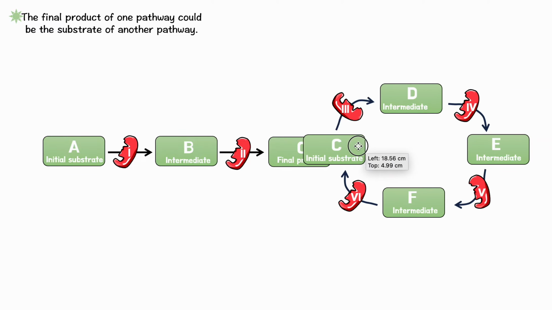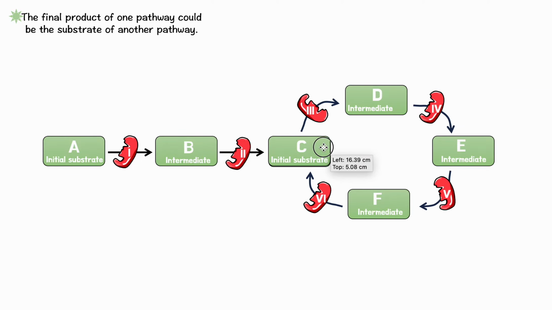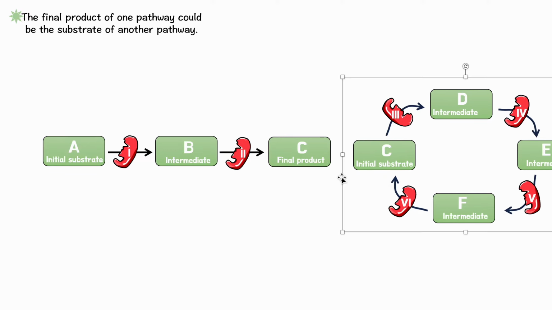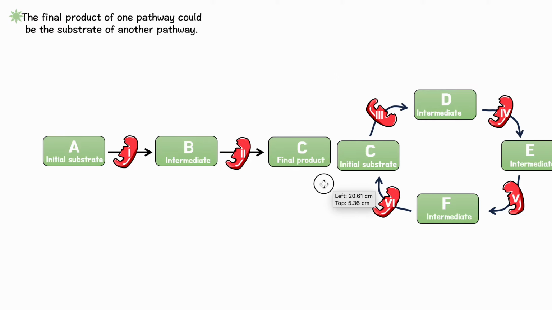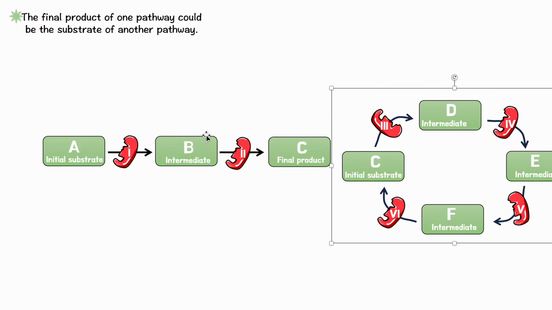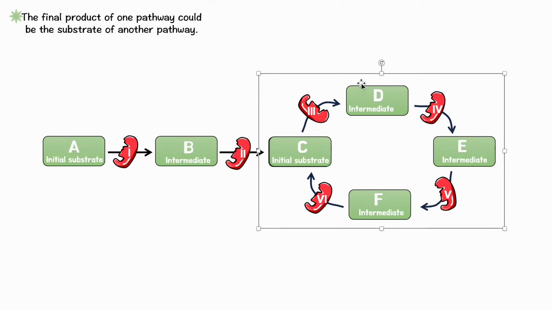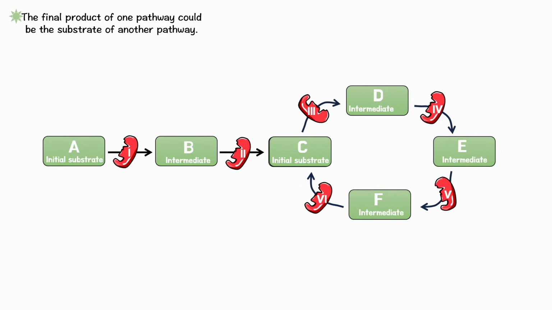For example, look, let's say that final product starts joining this one. That final product was the initial substrate of this pathway. Okay, so don't think that all final products are final products. Some final products are going to join other pathways. Just like this, the final product of the linear pathway became the initial substrate of this cyclic pathway. Okay, that's important. The body is pretty complicated, unfortunately.